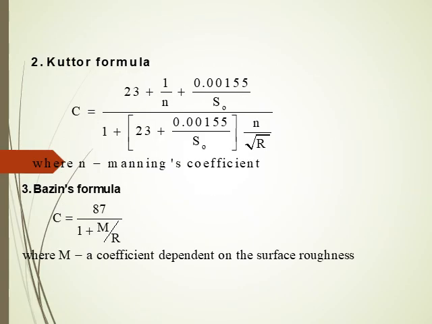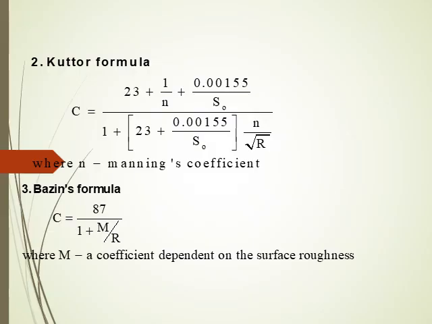So next is Kutter's formula. Here the value of C in terms of Kutter, where C is equal to 23 plus 1 by n plus 0.00155 by S naught, divided by 1 plus 23 plus 0.00155 by S naught into n by square root of R. Here the n is nothing but Manning's coefficient, R is mean hydraulic depth, that is m. m is equal to A by P.